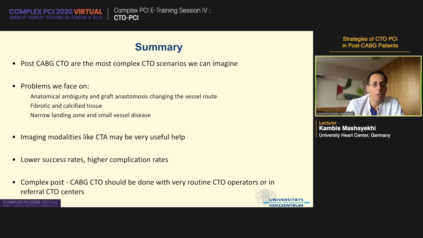So we often have very fibrotic and calcified tissue, and often a very narrow landing zone and small vessel disease, including the bifurcations. I think imaging modalities like CTA may be very useful, but I still have to say that we are not as experienced as in Asia. So we definitely have a lower success rate in this kind of case and higher complication rates. And I think complex post-CABG CTOs should be done by very routine CTO operators or in referral CTO centers.